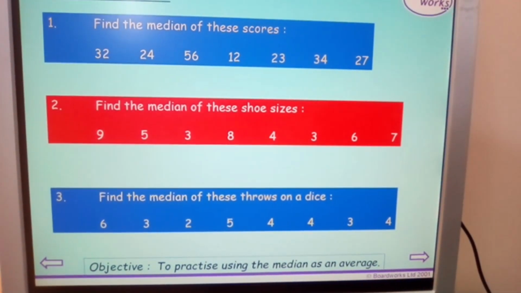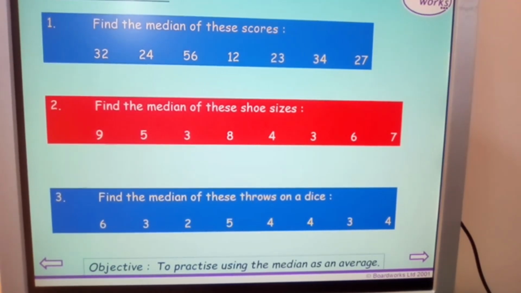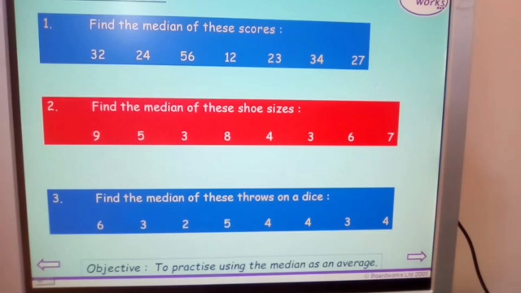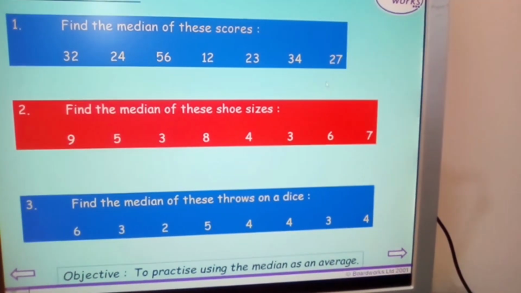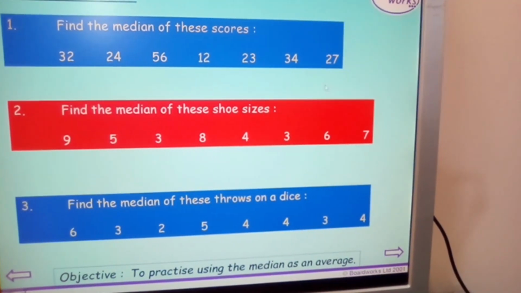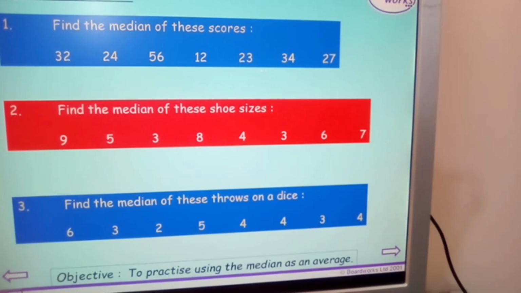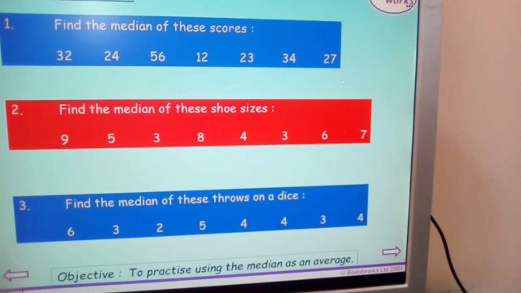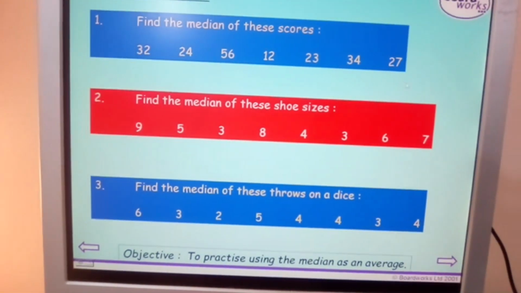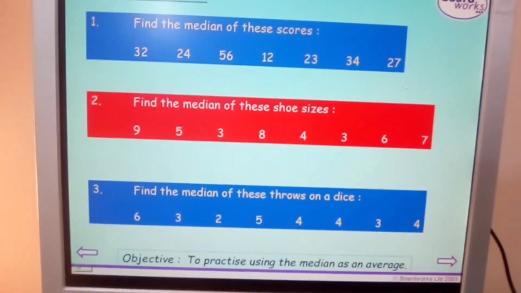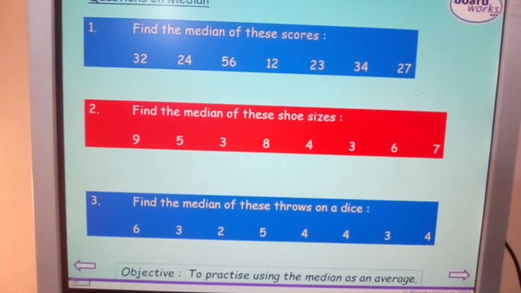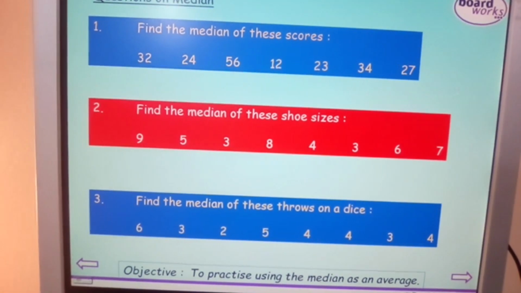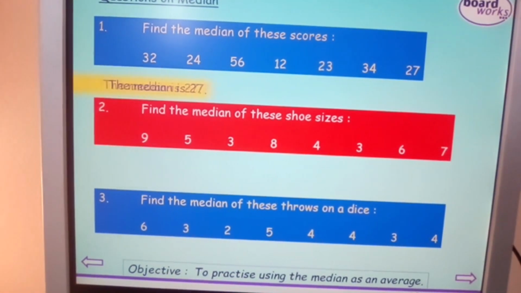Question on median. Find the median of these scores. So again, you need to write these out in sequence, as they're not given to you in sequence in this stage. Okay. So you have to decide that for yourself. Okay, let's go.